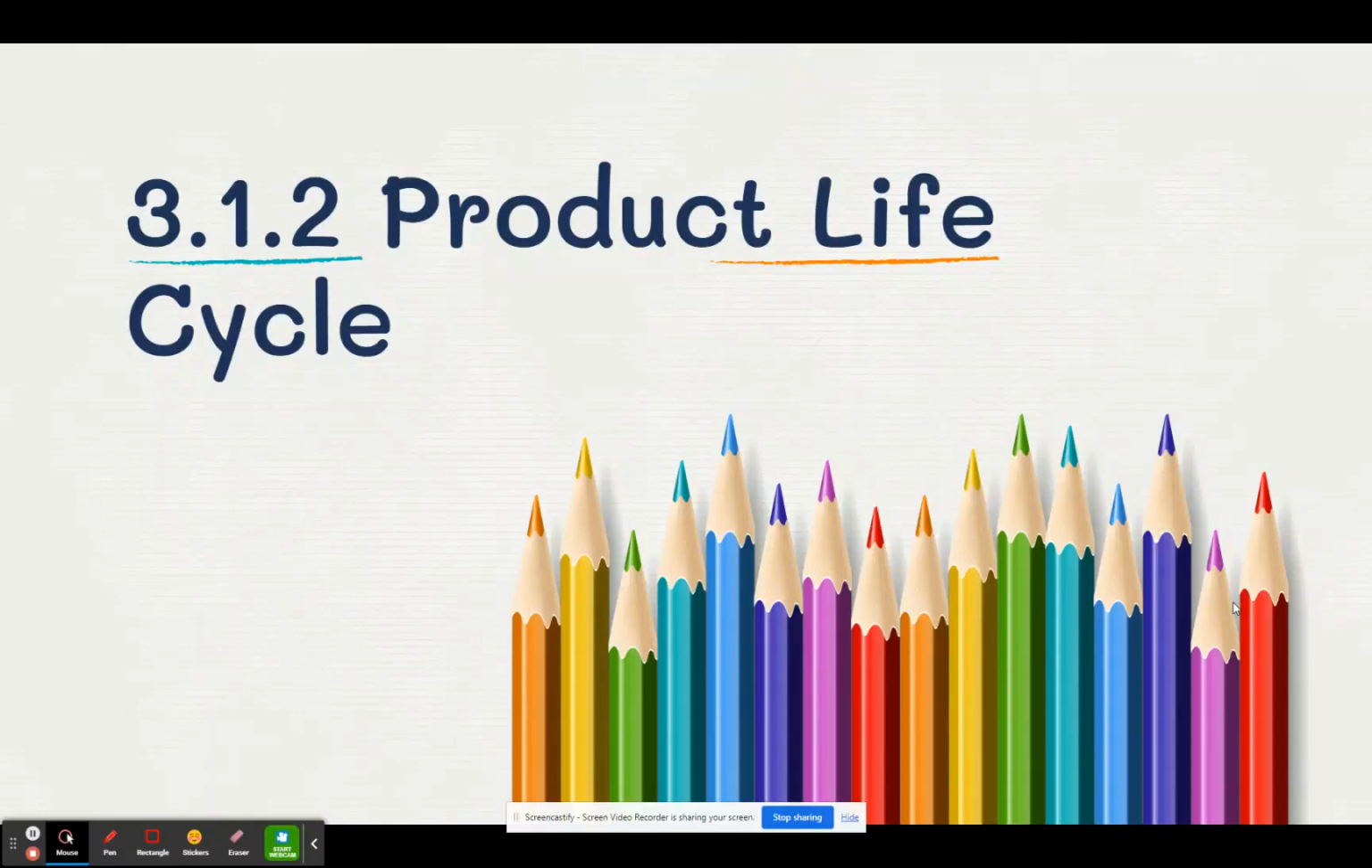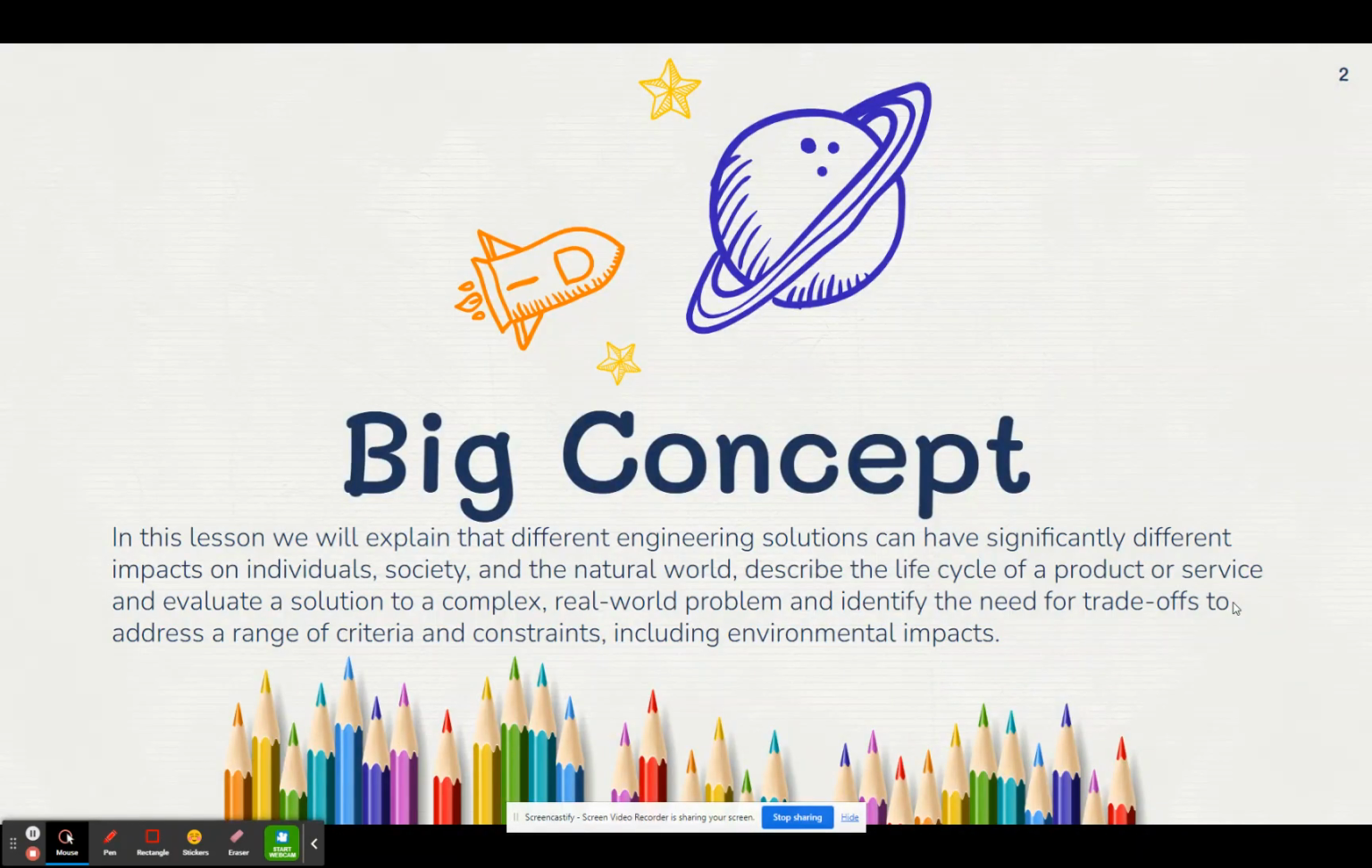This lesson is 3.1.2 Product Life Cycle. In this lesson, we will explain that different engineering solutions can have significantly different impacts on individuals, society, and the natural world. We're also going to describe the life cycle of a product or service, and then we'll evaluate a solution to a complex real-world problem and identify the need for trade-offs to address a range of criteria and constraints, including environmental impacts.